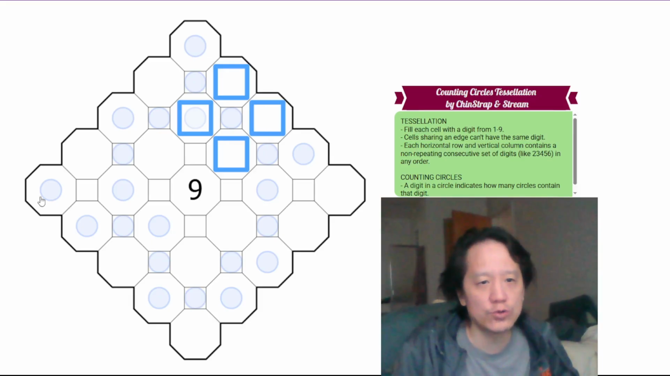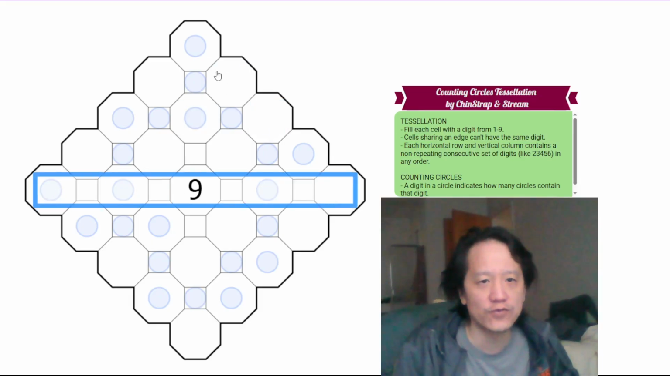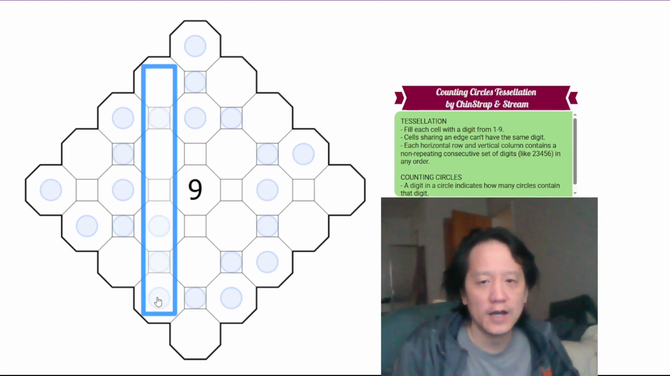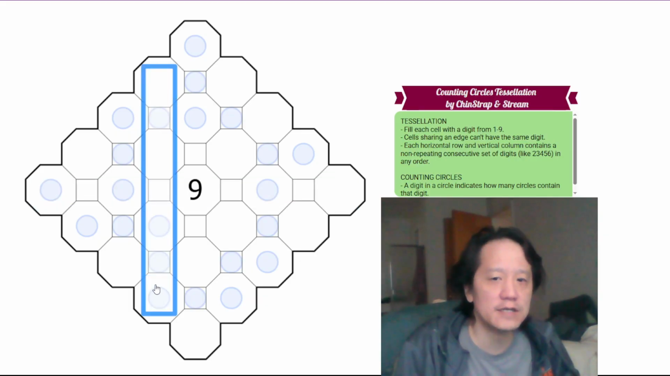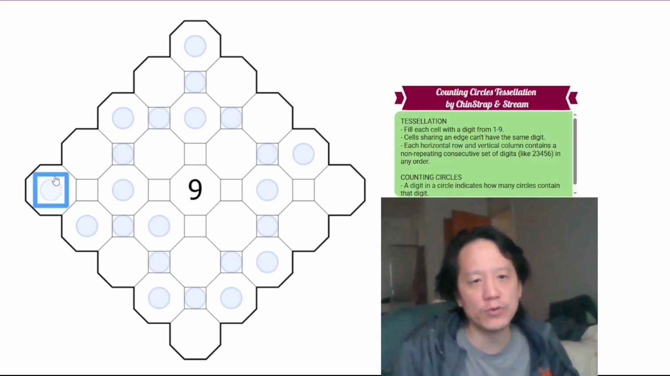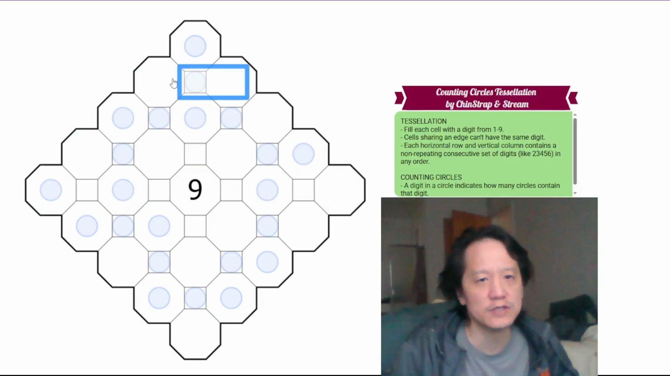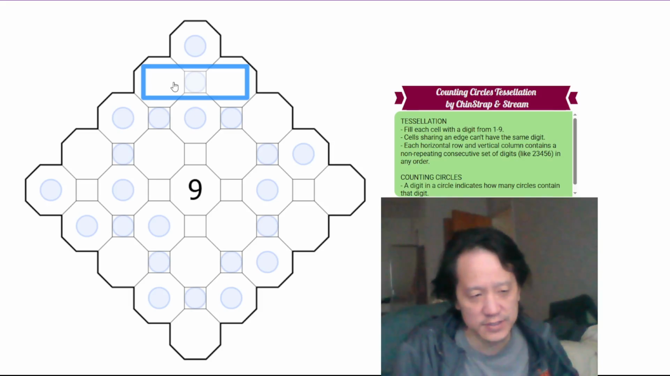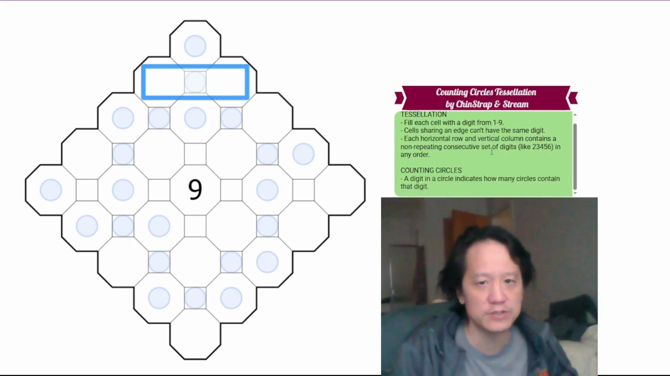And each horizontal row and each vertical column contains a non-repeating consecutive set of digits, like 2, 3, 4, 5, 6 in any order. So every row and column has a Renban constraint to it, where basically they have to form a set of consecutive digits without repeats.